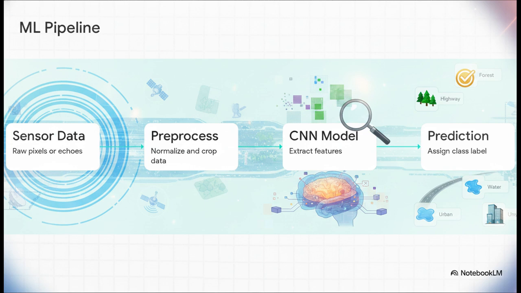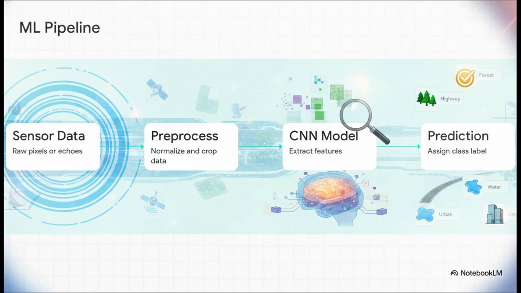We start with the sensor data, those echoes we just talked about. Then we pre-process that data, meaning we resize and normalize it so the computer doesn't get totally overwhelmed. Next up, we feed it into a CNN model, which acts as our brain, extracting features. And finally, it spits out a prediction, assigning a class label like forest or highway.